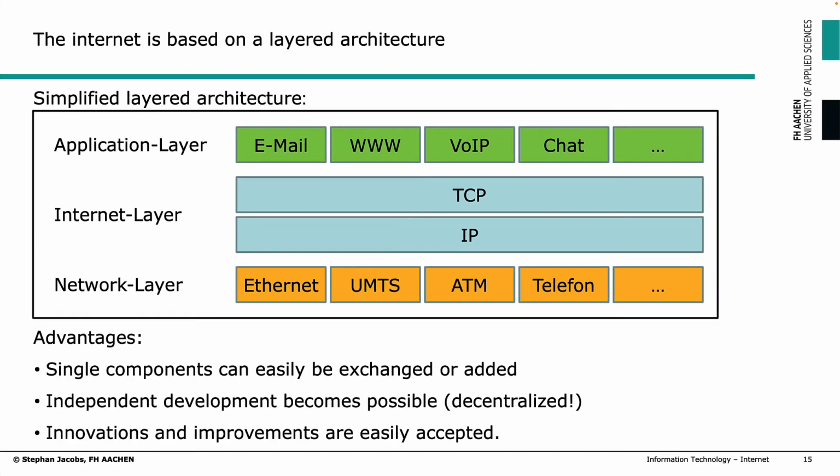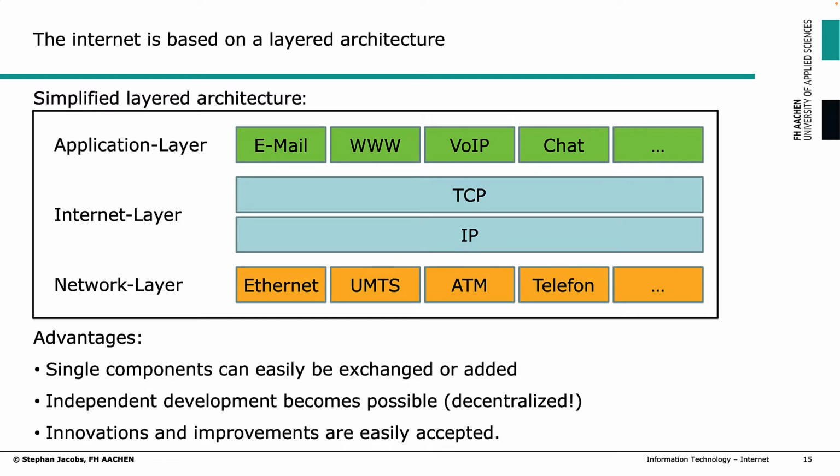The internet is based on a layered architecture. You should be familiar with the following figure, which is a simplified layered architecture. You can see the internet layers in the middle, TCP/IP. We have the network layer at the bottom with radio networks and cable-based networks like Ethernet, UMTS, ATM and so on. And we have the application layer on top, where we see applications like email, World Wide Web, voice over IP, chat and so on and so on.